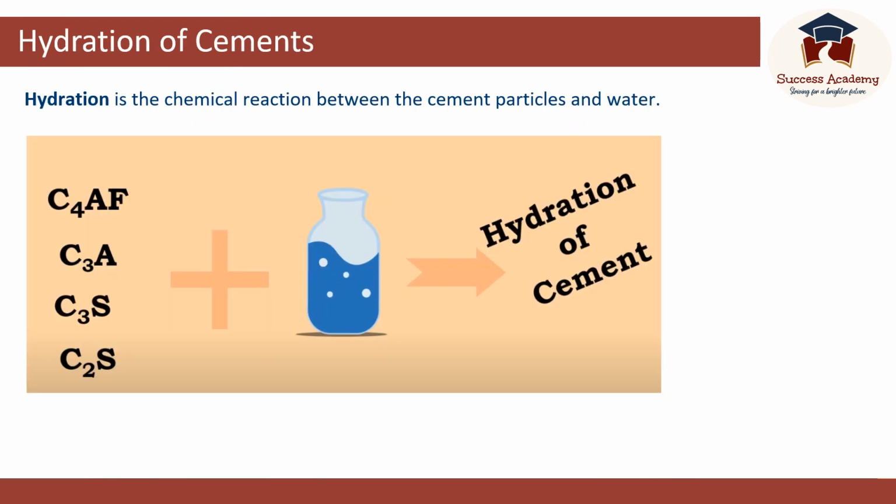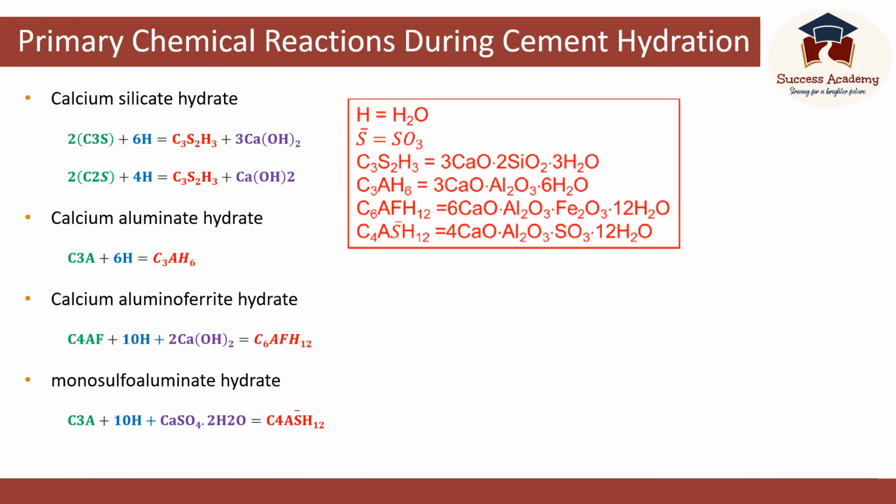Hydration is the chemical reaction between cement and water. That means the reaction between these four compounds and water. Here we are looking at two things: the heat generation and also the strength gain with time. These are the four primary chemical reactions during cement hydration. As you see here, C3S and C2S react with water and make calcium silicate hydrate. C3A reacts with water and makes calcium aluminate hydrate. C4AF reacts with water and makes calcium aluminoferrite hydrate, and C3A reacts with water and makes monosulfoaluminate hydrate.